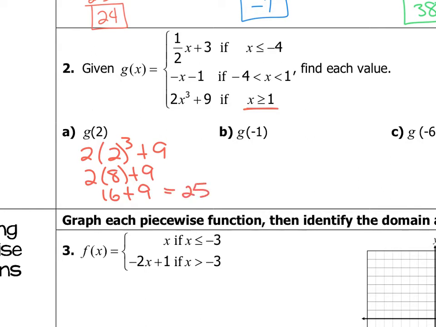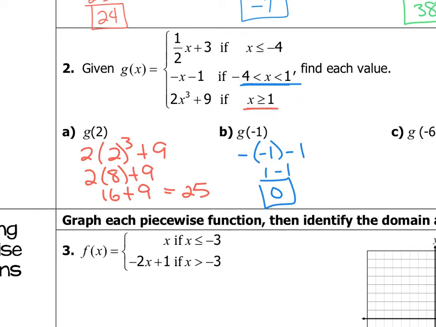Okay, now we'll move on to the next one. It says g of negative 1. Okay, it doesn't tell us which one to plug it into. We've got to figure that out. Well, negative 1 would fall into this middle range because it is between negative 4 and a positive 1. So we're going to plug it into that one. So it's negative, and then negative 1 because that was the x value, minus 1. It's going to turn it into 1 minus 1, which gives us 0.